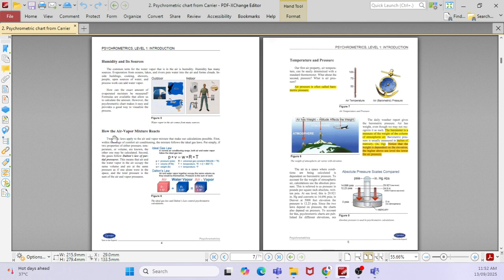How air and water vapor react is given here. Remember, there is the ideal gas formula, PV equals mRT. You can also study what air is, what the amount of air is, and what the water vapor mixture is. When you combine air and water, what will happen, based on Dalton's law of partial pressure. And then the temperature and pressure: when the temperature goes high, the pressure also goes high, and when the temperature goes down, the pressure also goes down. You can understand that here too.